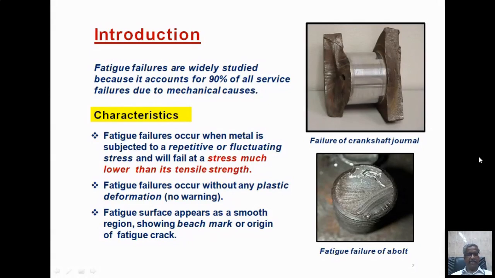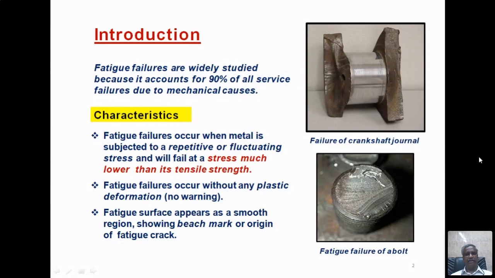But fatigue failure is different in the application of load. The load direction is two directions: in the pulling direction as well as in the pushing direction. So the load is in the cyclic mode. It is a fluctuating load. It is not only tension and compression; we'll discuss in detail. Even in tension, it will fluctuate between the maximum and minimum stress levels. So if the load is fluctuating, that's why it is called a cyclic load.